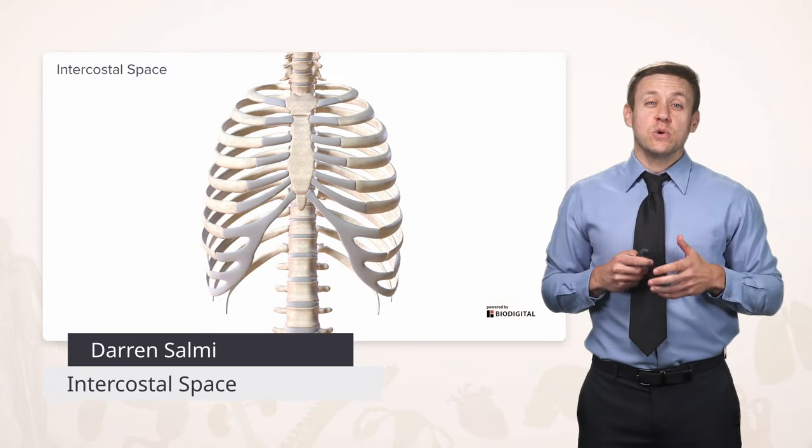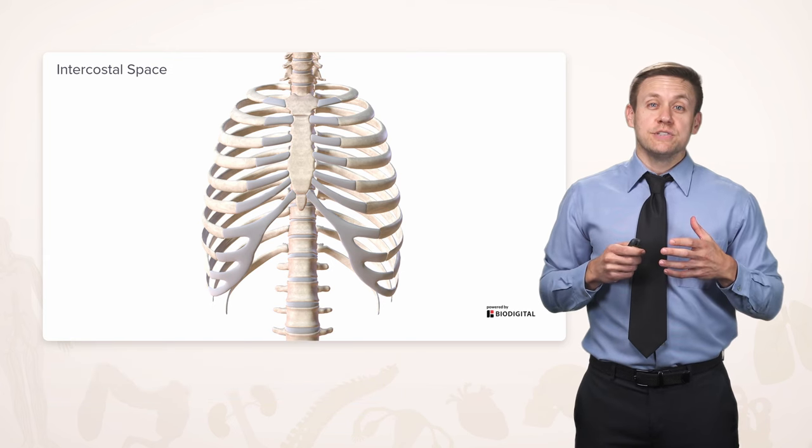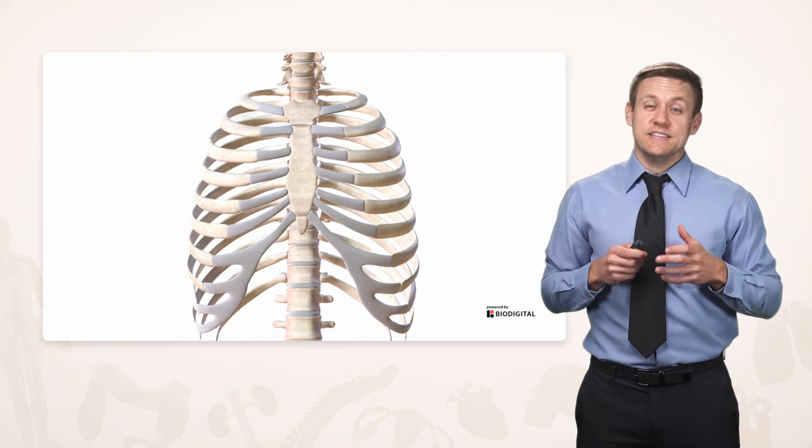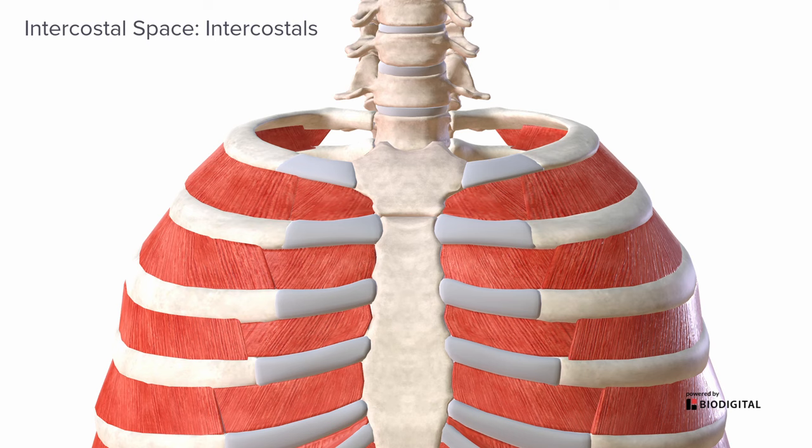Now that we've seen the ribs, we can talk about the space between the ribs, called the intercostal space. There are a lot of muscles and neurovascular structures that exist in this intercostal space. The first thing we'll see are the muscles that run between the ribs, appropriately called the intercostals. And there are three sets stacked on top of each other from superficial to deep.